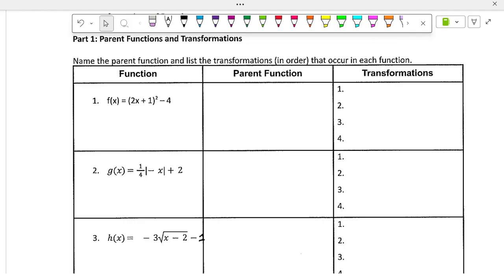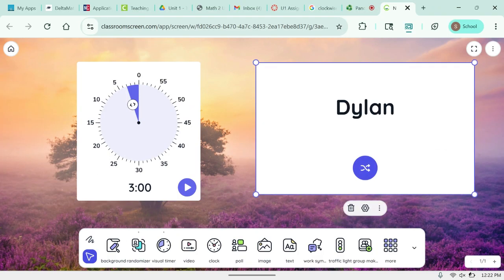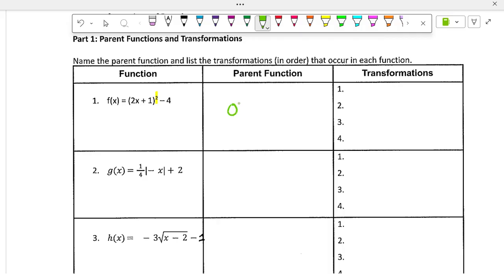So take a minute, look at the very first function. All right. Let's go with Dylan. What type of function is in the first one? What's the parent function? It's quadratic, yes. It's quadratic because it has that square. So parent function here is quadratic.